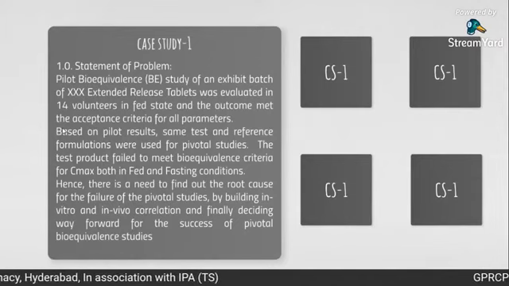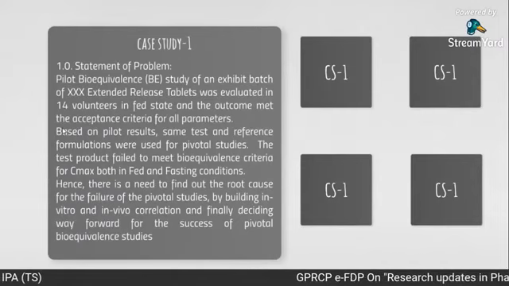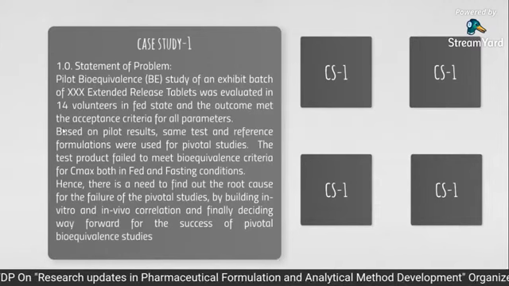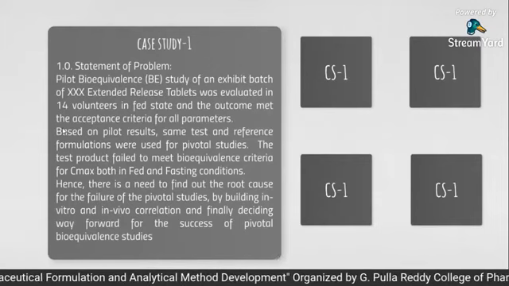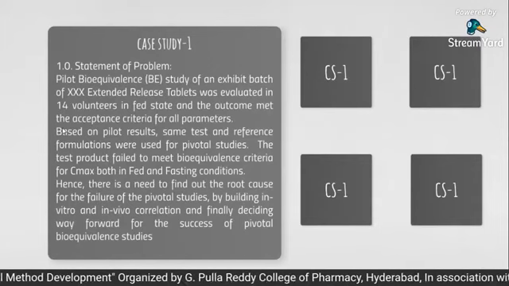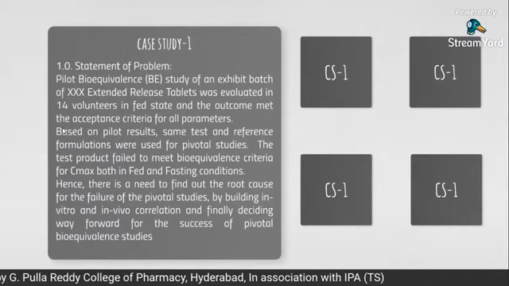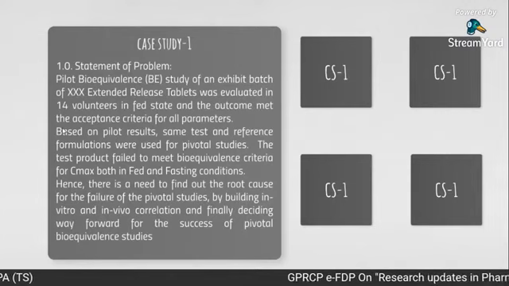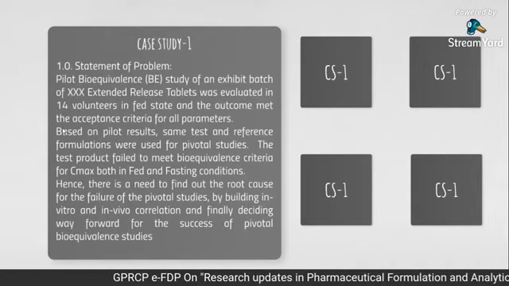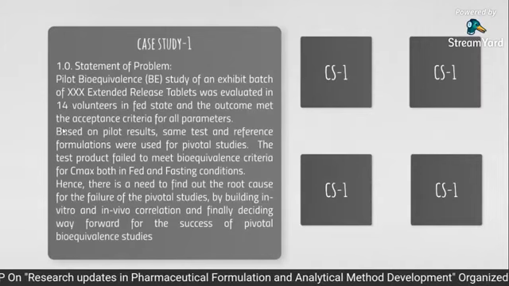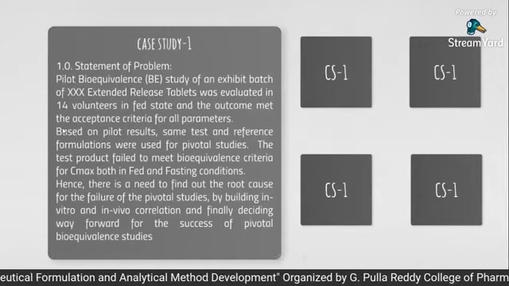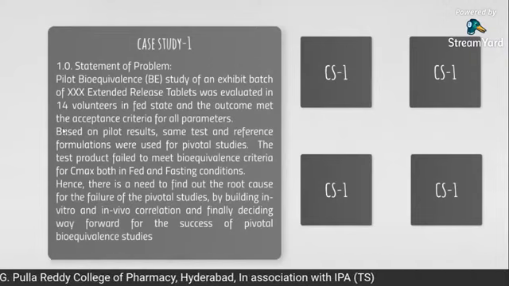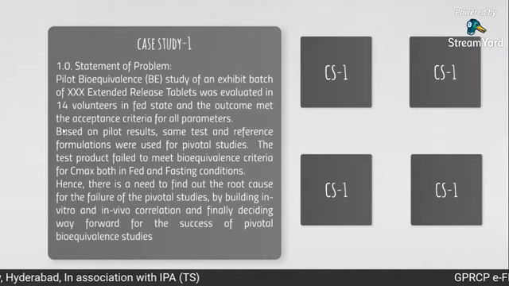So now there is a need to find out the root cause of the failure of the pivotal study. Why did it fail in pivotal? Why did it pass in pilot? By building in vitro, in vivo correlation, and finally deciding the way forward for the success of the pivotal bioequivalence study. In this case study, as a statement of the problem, I will try to explain how we built the correlation by using the dissolution profile alone and by using IVIVC alone, separately. As I told you in previous slides, we built only a level A correlation. How we built the IVIVC using plasma data of this failure, and how we drew a conclusion based on the dissolution profile alone.